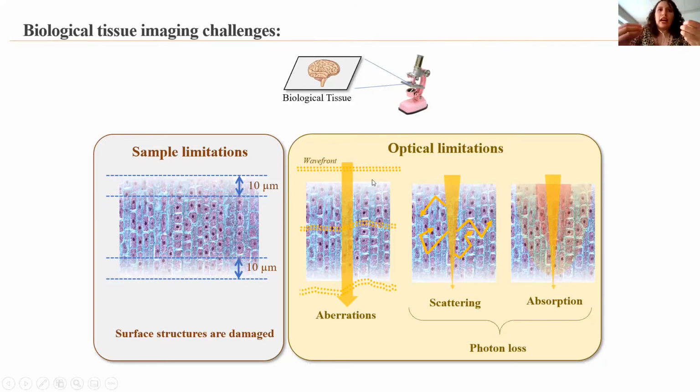Therefore, we need to find a way to go deeper inside the tissue. And we also have some optical limitations, such as aberrations, scattering, and absorption that will lead us to photon loss.